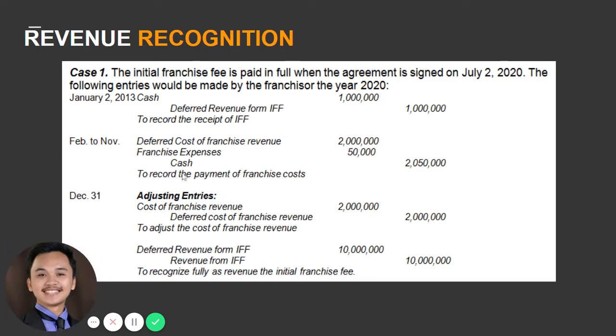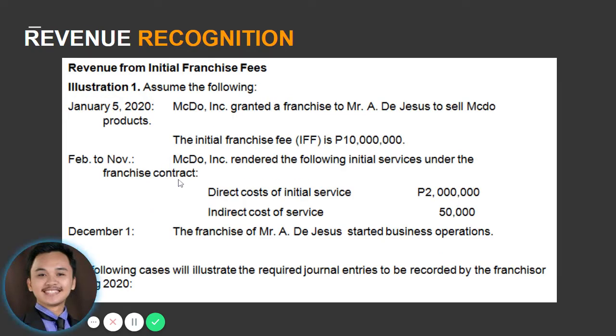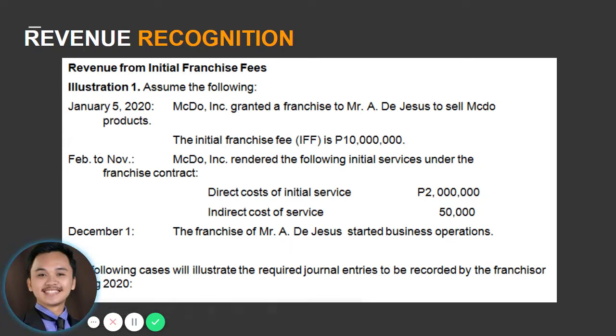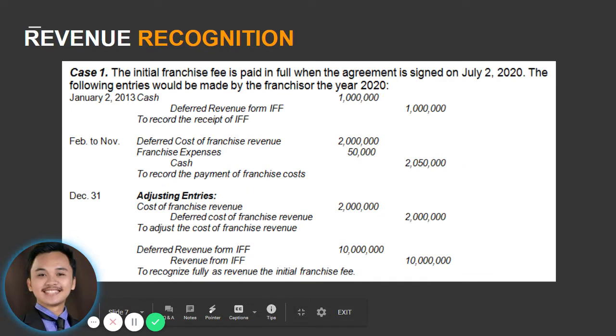Now, let's have December. Take note that it's on December 1 that the franchisee, Mr. A. De Jesus, started his business operations. So that means we could say that there is already substantial performance on December 1, because he has started operating his business. So since there is already substantial performance, therefore we can now recognize initial franchise fees.